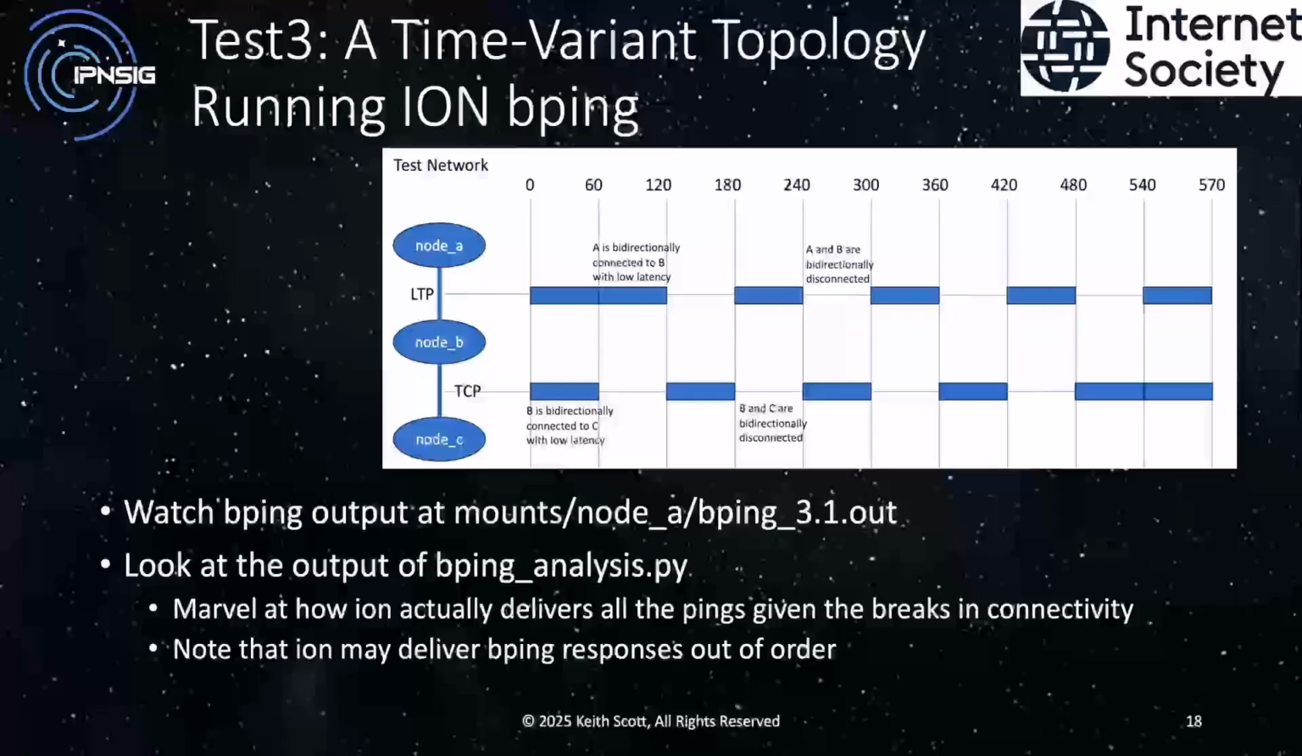So I'll run this and then talk about some of the output from the utility applications that analyze the output of the bping command, so that we can see that Ion is in fact getting all of the pings through, even though we don't have end-to-end connectivity anytime between 60 seconds and 540 seconds.